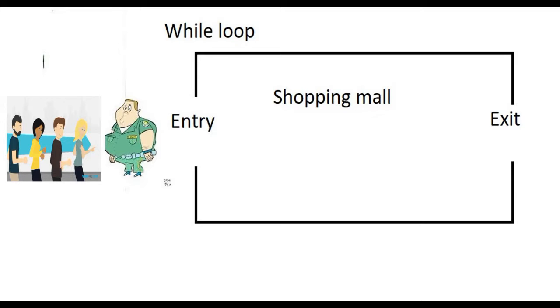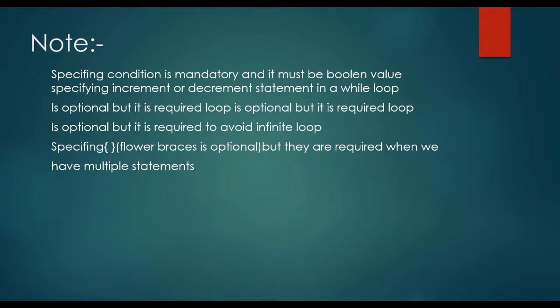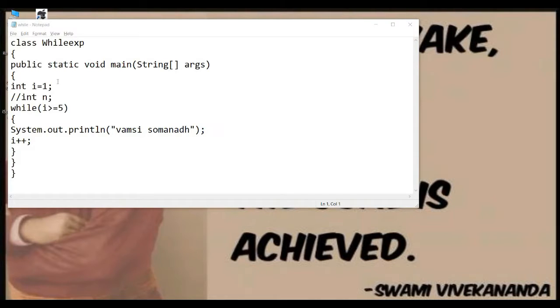Let's see an example. When people are entering a shopping mall, the security guard checks at the entry of the shopping mall. Only after checking will a person enter the mall. That's why he controls at the entry only. So it is an entry control loop, specifying the condition first.